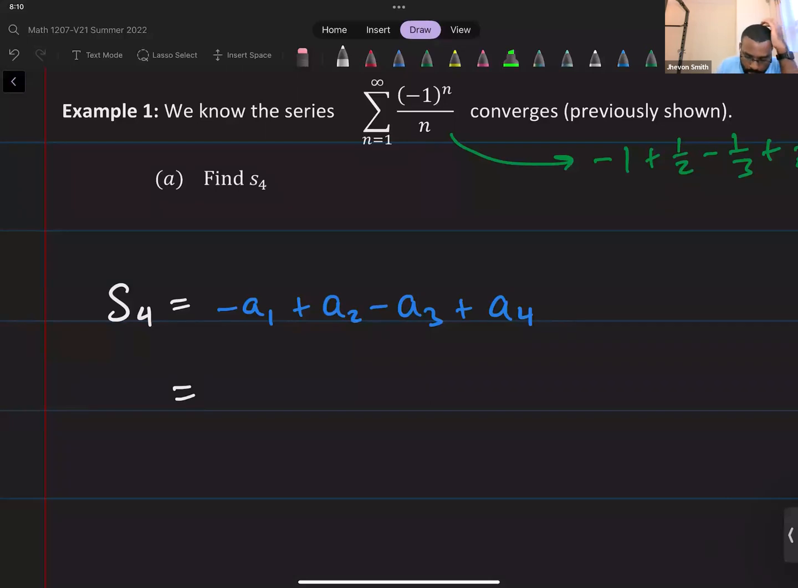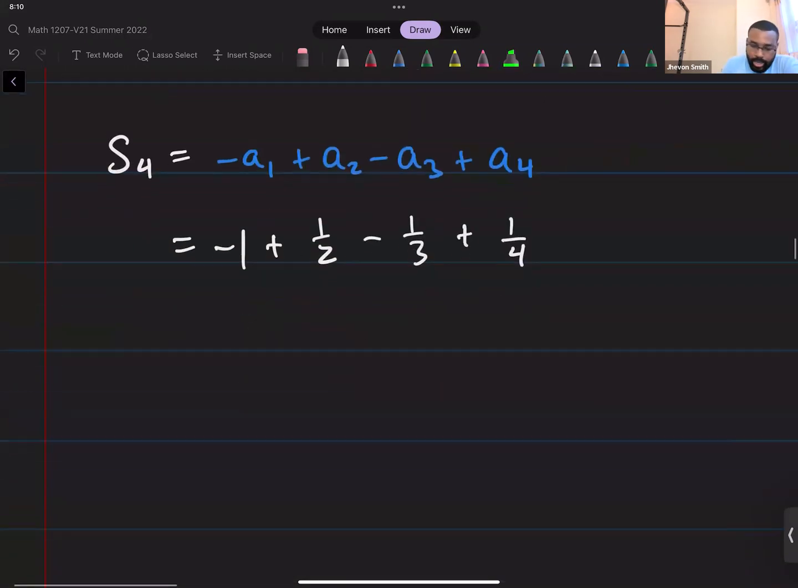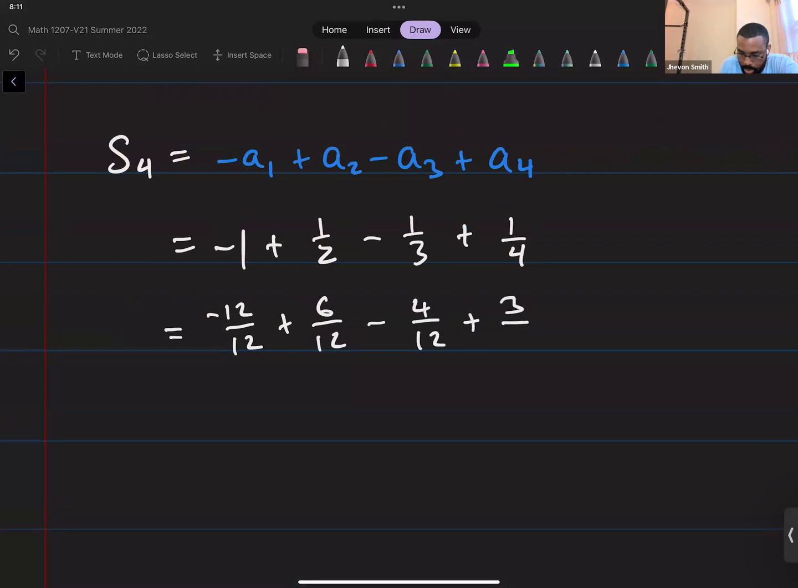So the first term was a -1, the second term is a plus a half, the third term is a minus a third, the fourth term is a positive a fourth. That's it. And so now we can actually write down what that is. I guess 12 is the LCD. So it's like minus 12 over 12 plus 6 over 12 minus 4 over 12 plus 3 over 12. This is minus 7 over 12.